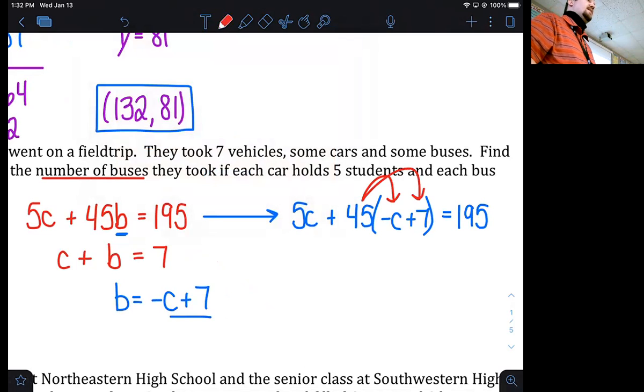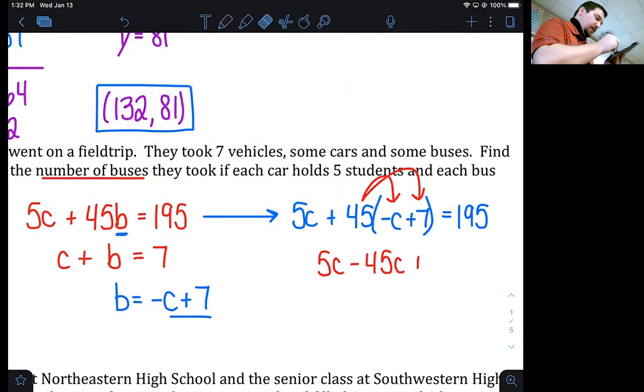Riley, what's 45 times negative C? Okay. And what about 45 times 7? 245? I'm not sure. Do you have a calculator? Okay, get one out. Or borrow one if you need to. What is it, Cooper? 315. Yeah, I'm not sure. I just multiplied by 45, so it should be positive 315 then.